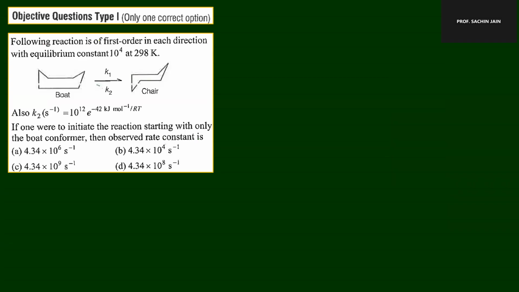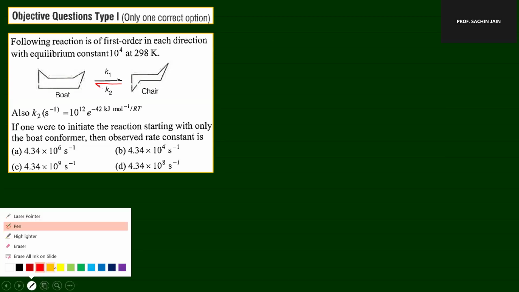The following reaction is of first order in each direction, with equilibrium constant 10 raised to 4 at 298 Kelvin. So it's actually a reversible reaction with K1 in the forward direction and K2 in the backward direction. Also, K2 per second is given. If one were to initiate the reaction starting with only the boat conformer, then the observed rate constant is.